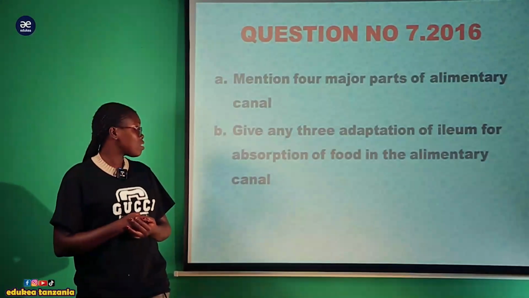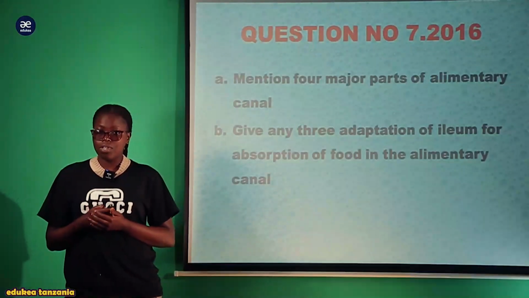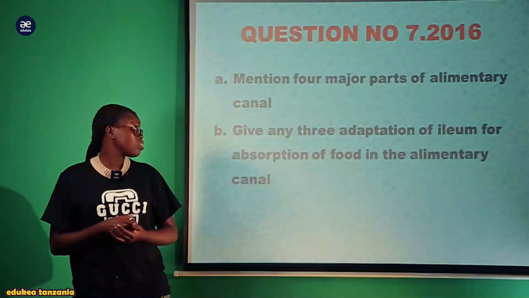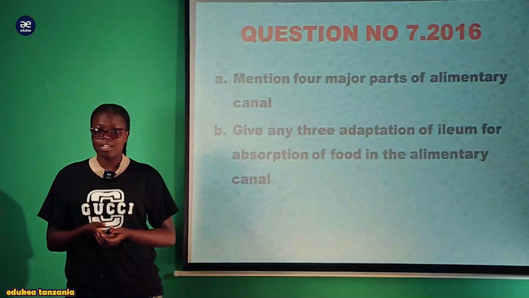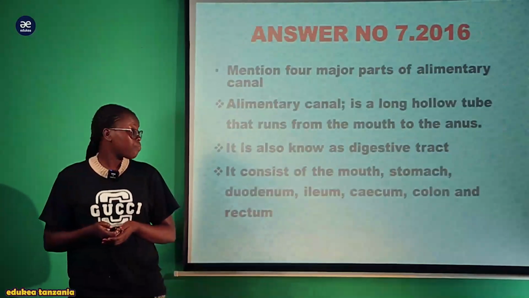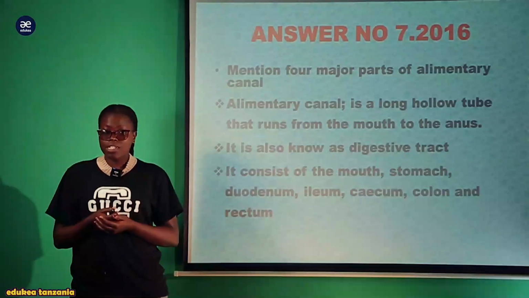So starting with question Roman A, which has been derived from the concept of the digestive system of the human being, you are needed to give 4 major parts. Just mention, there is no need of explanation, just mention the 4 major parts of the alimentary canal. The alimentary canal is made up of a variety of parts. Now let us see them.